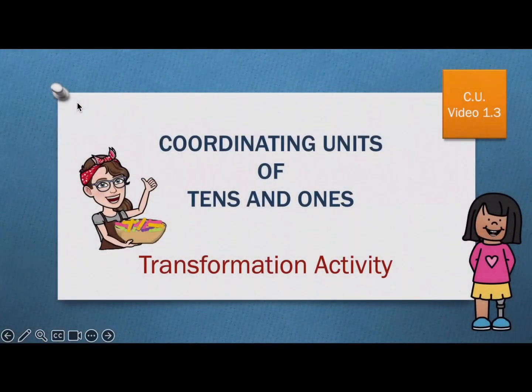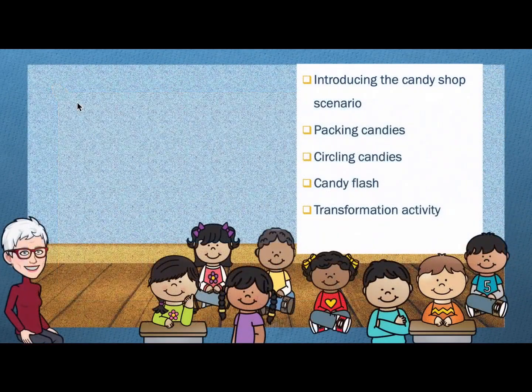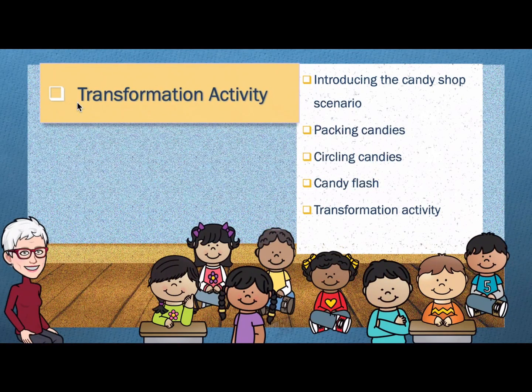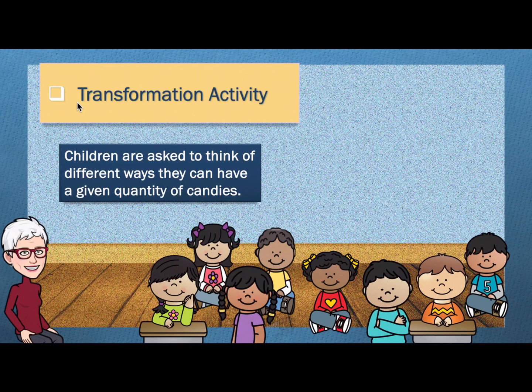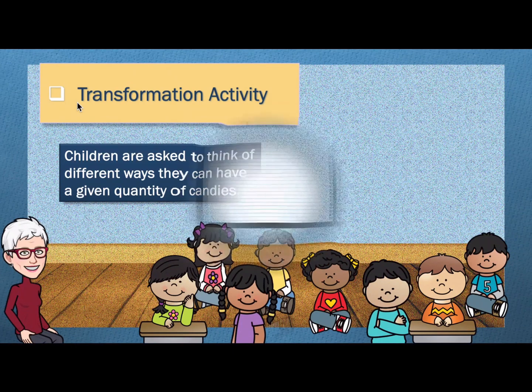In video segment 3, we describe the transformation activity we mentioned earlier, and we also include a timeline. The transformation activity is the last instructional activity in part 1 of the coordinating unit sequence. In this activity, children are asked to think of different ways they can have a given quantity of candies.